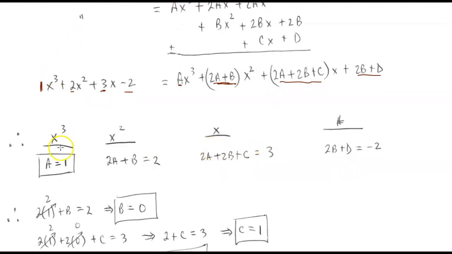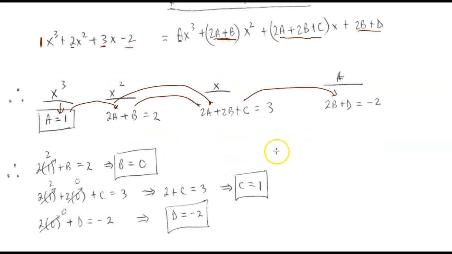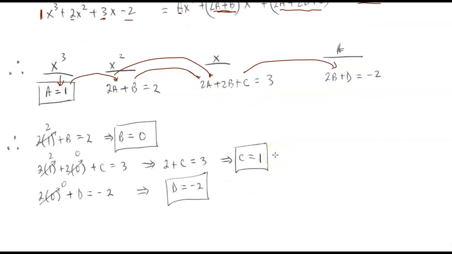Because we know that a is 1, we can plug a into here to figure out what b is. Plug in both a and b into here to figure out what c is. And then after that, we can plug in what we know for b to figure out what d is. Okay, and we see that b ends up being 0, c ends up being 1, d ends up being -2. And of course, a we had already found was 1.